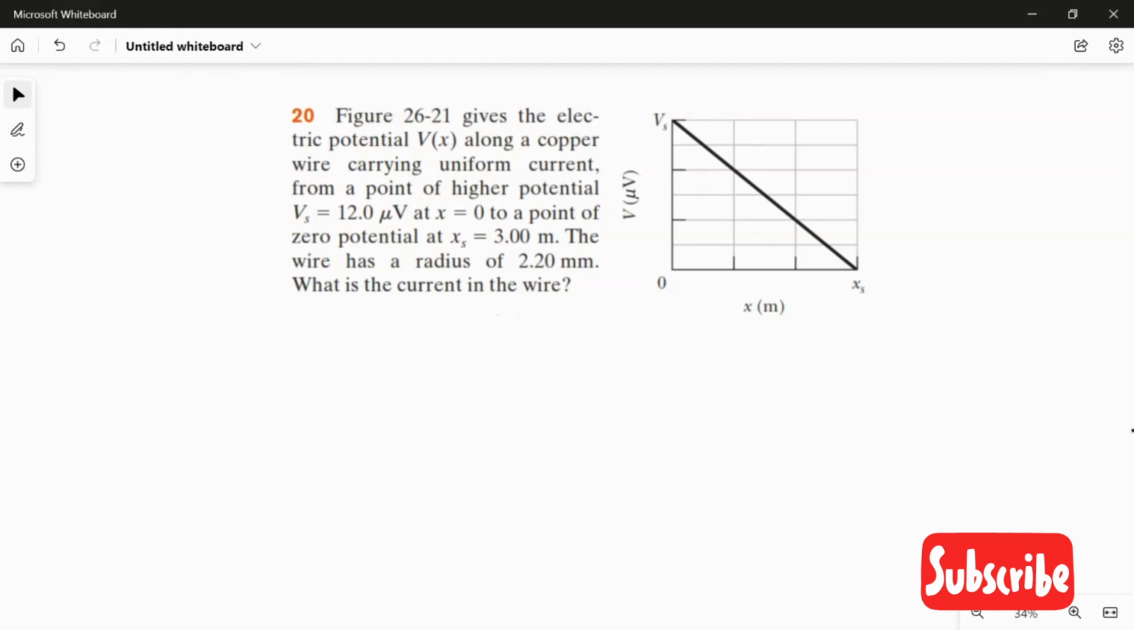So what is given in the question? They give the information about the potential. The maximum potential is given as 12 microvolt, that means 12 multiplied by 10 power minus 6 volt. And the maximum length is given. xs is mentioned as 3 meter, so the length of the wire is 3 meter.